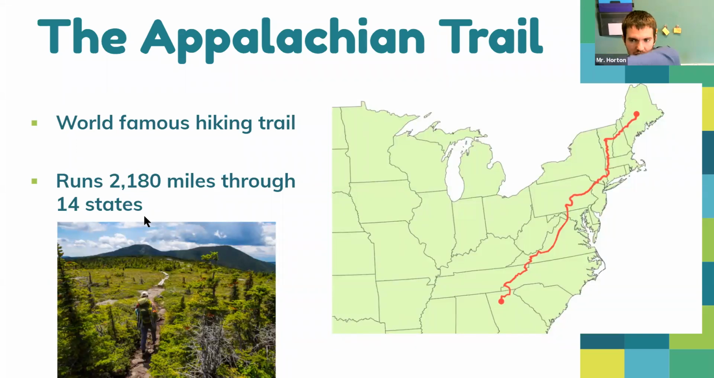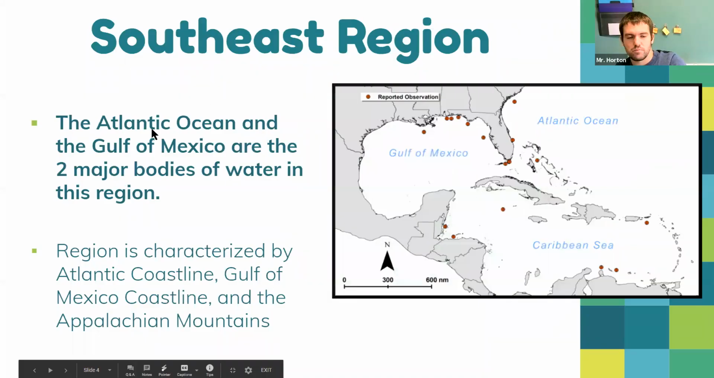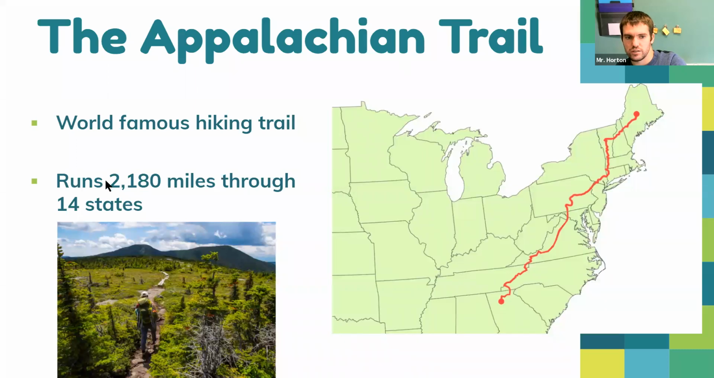Alrighty. Excuse me. So you have the Appalachian Trail runs 2,180 miles through 14 states. Okay. Yes, Kayla. What was number 3? The note we're supposed to write down. So all you've written down so far is the two big bodies of water, which is the Atlantic Ocean and the Gulf of Mexico. And then the Appalachian Trail runs 2,180 miles through 14 states.